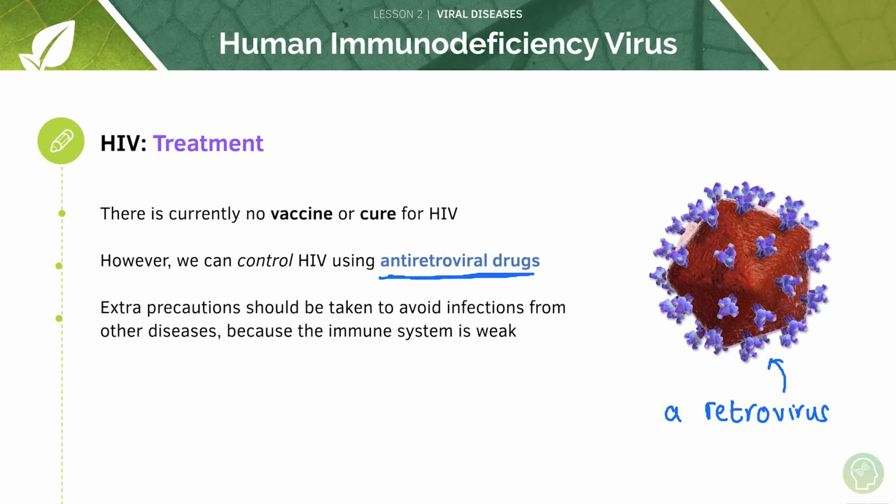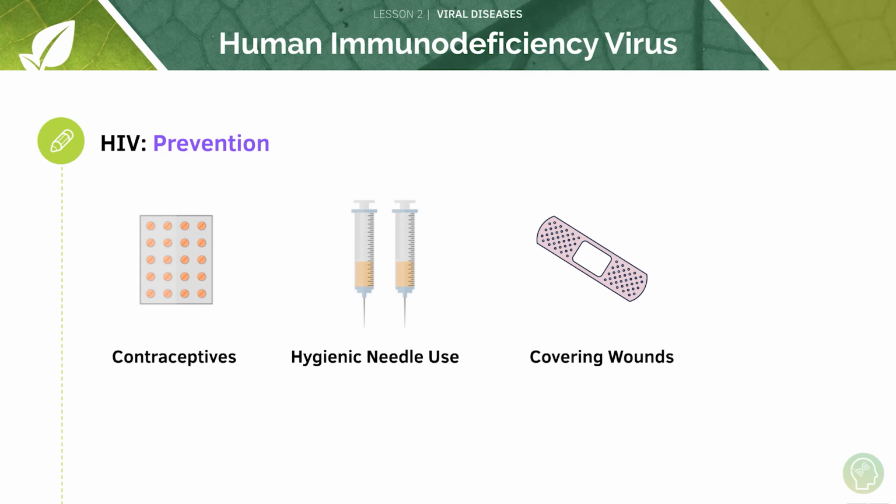Okay? And as I mentioned earlier, extra precautions should also be taken by HIV patients to avoid infection from disease because their immune system is so weak. And remember, to prevent it, we're going to need to stop spread by bodily fluids. So that can mean contraceptives to stop bodily fluids mixing during sex, hygienic needle use between drug users, so don't share the same needle, and also covering any open wounds. This is especially important for medical professionals, for example doctors, because they'll be exposed to patients' blood a lot, and in particular, doctors have to make sure that they cover any open wounds, so that just in case they do get splashed by a patient's blood, they're not at risk of contracting HIV.